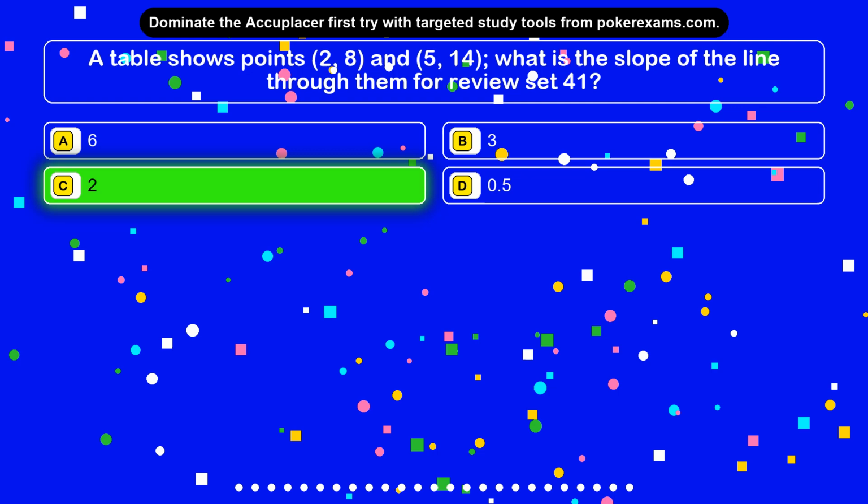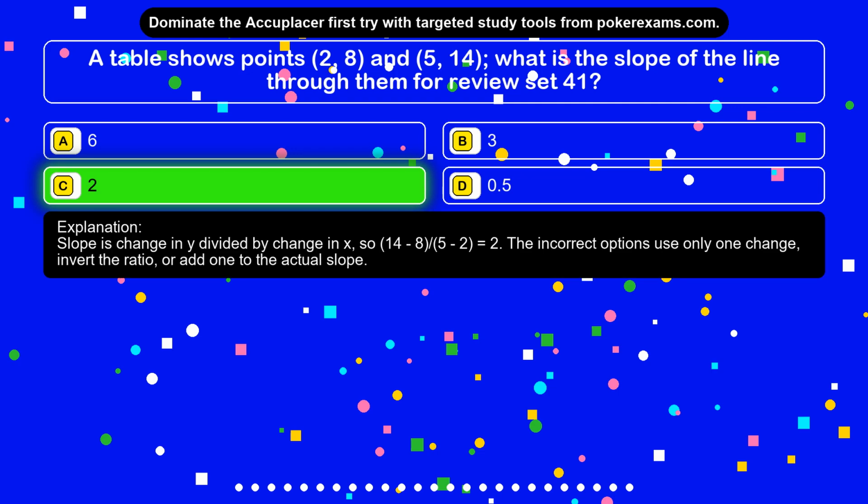The correct answer is option C, 2. Slope is change in y divided by change in x, so 14 minus 8, which is 6, divided by 5 minus 2, which is 3, equals 2. The incorrect options use only one change, invert the ratio, or add 1 to the actual slope.